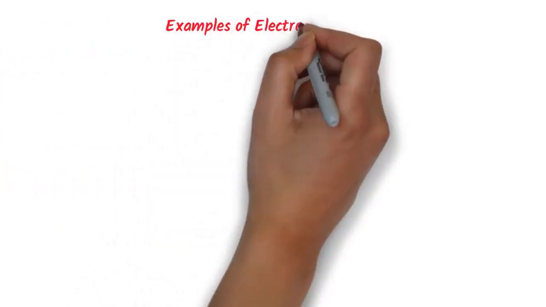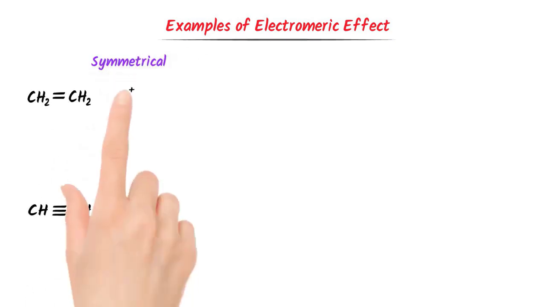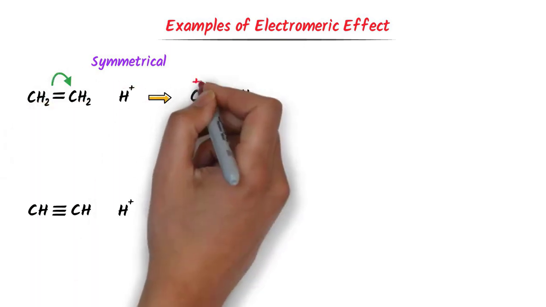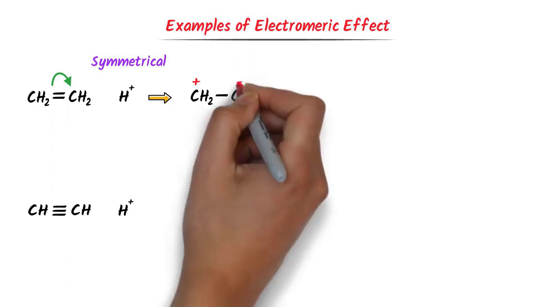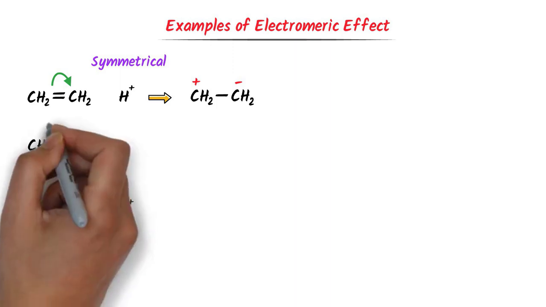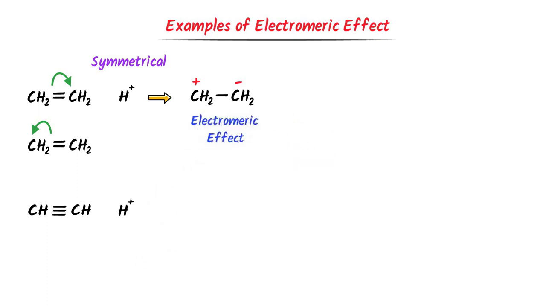Now let me teach you some examples of electromeric effect. Consider these symmetrical molecules. Now I place an attacking reagent in front of them. We know that there is a double bond or pi bond. This double bond contains pi electrons. Now these pi electrons will shift to this carbon. As a result, a positive charge will appear on this carbon and a negative charge will appear on this carbon. On the other hand, there is also a possibility that these pi electrons will shift to this carbon. Thus, electromeric effect is observed in this organic compound.